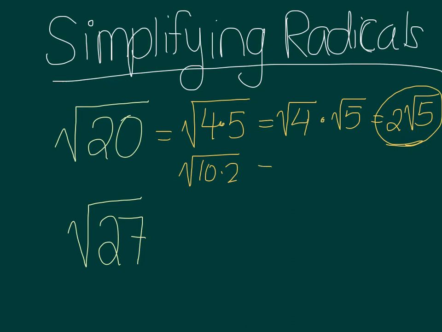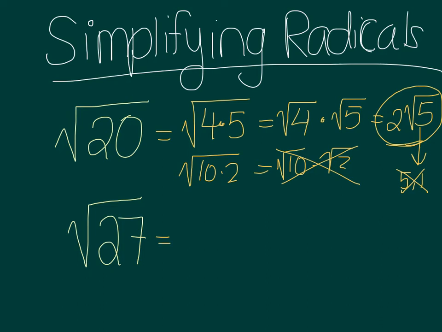So getting to this part, the square root of 10 times the square root of 2, really doesn't help me at all because I can't simplify those anymore. Now I know I'm done here because 5 does not have any factors that are also perfect squares. 5's factors are 5 and 1, neither of which are perfect squares, so I'm all done.